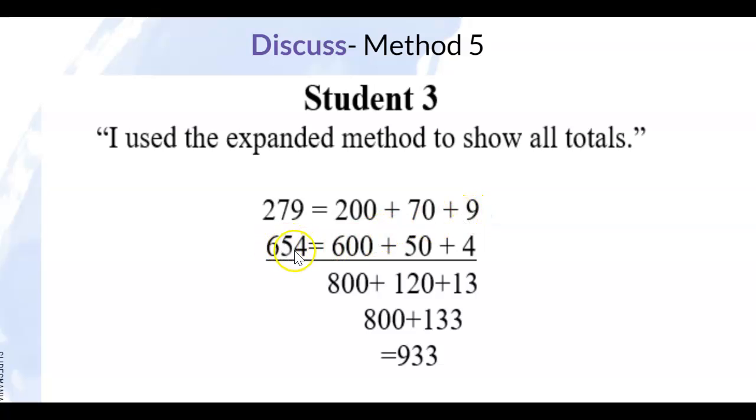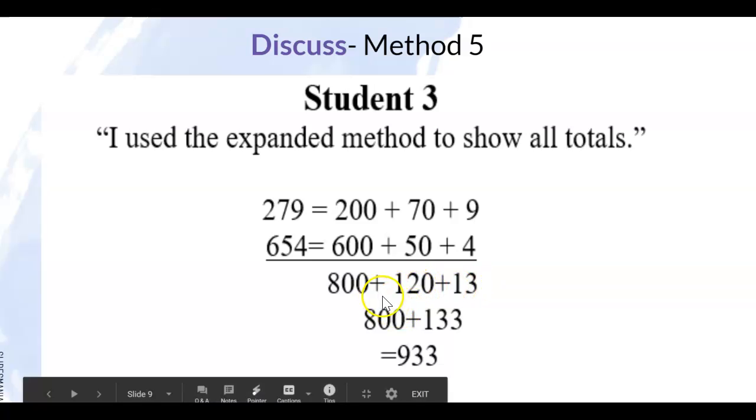For 654, the value of the 6 right here represents 600 because it's in the hundreds place. The value of the 5 right here represents 50 because it's in the tens place. The value of the 4 represents just 4. So now you're going to add up each place value. 200 plus 600, 800, 70 plus 50, 120, 9 plus 4, 13.